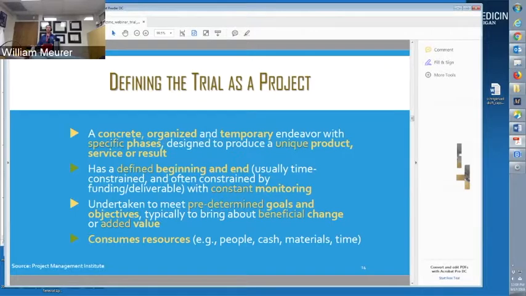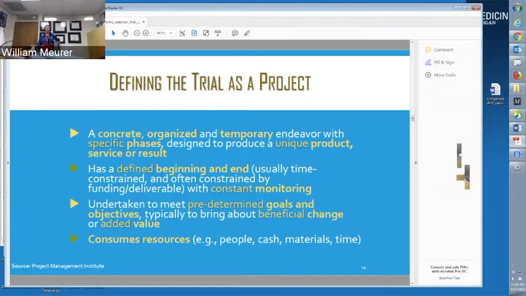But this is the idea of a trial as a project, and a project is a concrete, organized, and temporary endeavor with specific phases designed to produce a unique product, service, or result. I recently took one of those Getting Things Done seminars. The book gives you a system for organizing your tasks. The temporary nature of a project is a key aspect. It has a defined beginning and end.